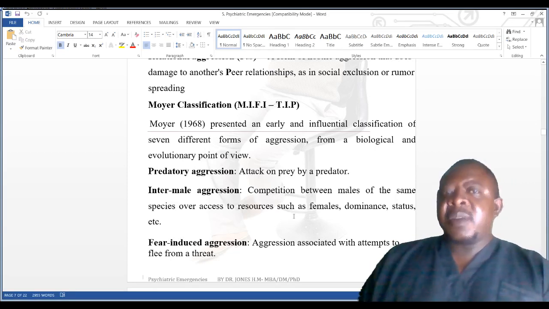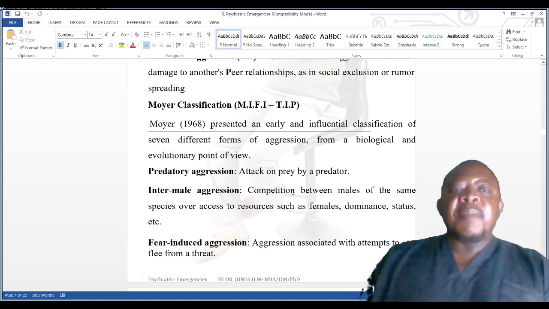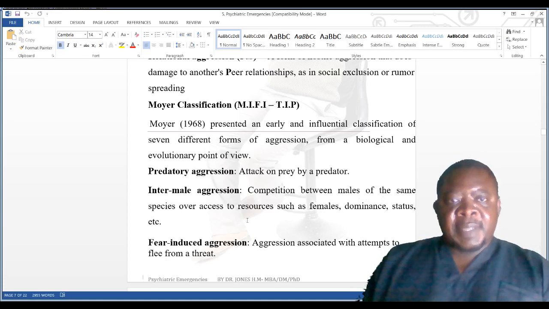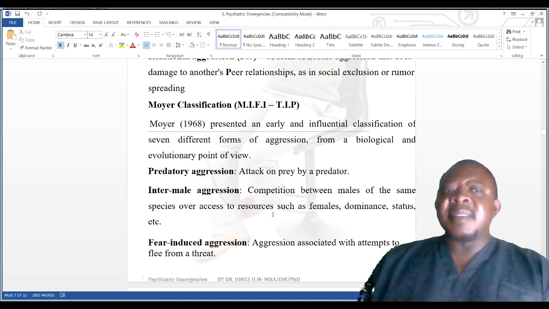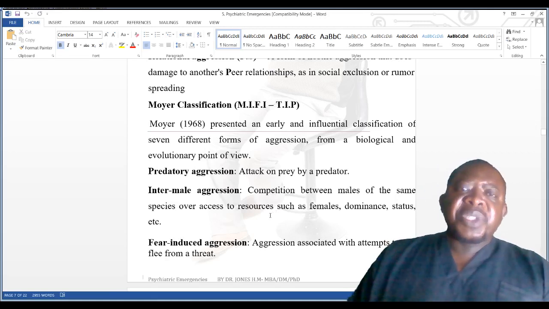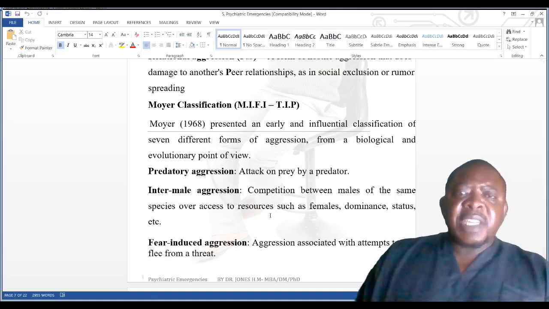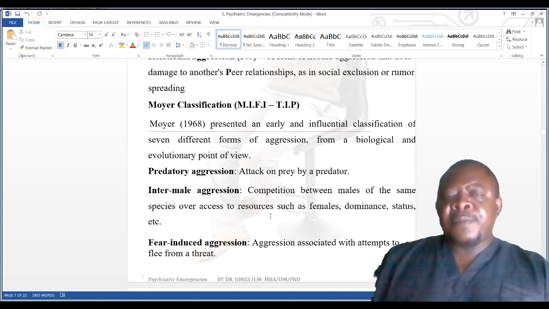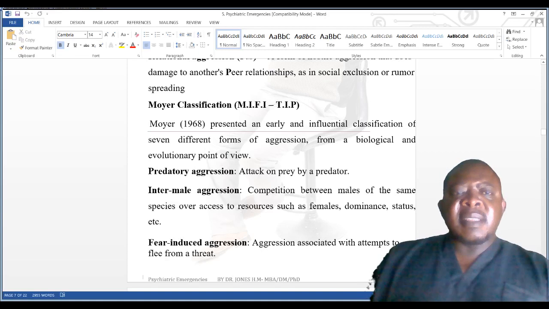Intermale aggression is a competition between males of the same species over access to resources such as females, dominance, and status quo. There's a country I've learned of where, before a man can marry or find a person to be with, they have to fight. The one who wins, of course, will get the woman. That is an example of intermale aggression.